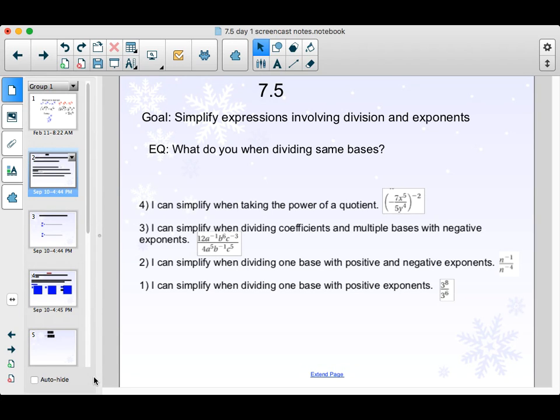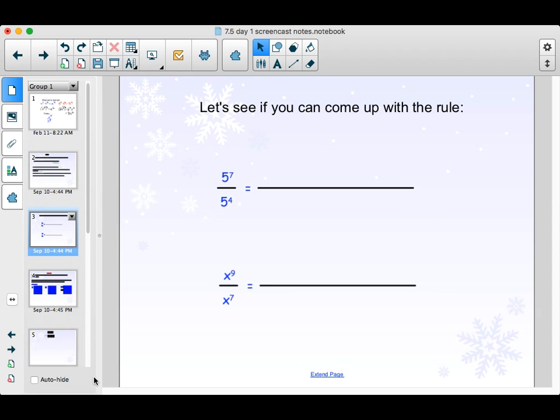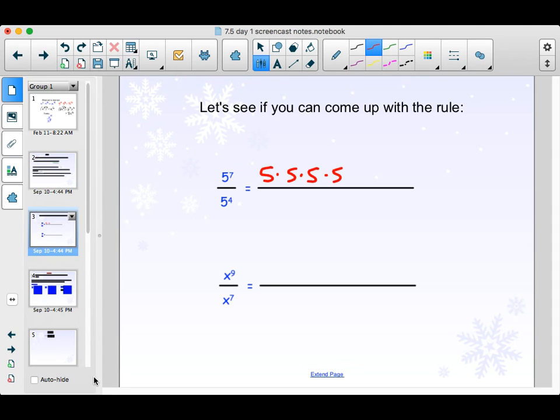So what do you do when you're dividing with the same bases? Just like all of these rules, they only apply if they have the same base. So you can pause if you need to write that down. We're going to come up with a rule just like we did all those other times. So if there's 5 to the 7th, that would mean there's 7 5s on top and there's 4 5s on the bottom. So if you just look right here, 5 divided by 5 gives you 1. So those go away. 5 divided by 5 is 1. So imagine canceling, and you'd be left with 5 to the third on top.